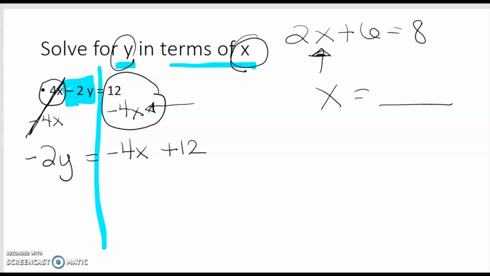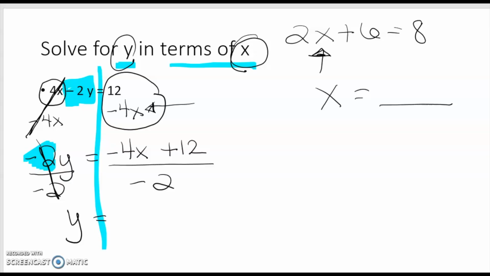Okay, we're almost there. Now we're going to get rid of that negative 2. The negative 2 is being multiplied by the y. So the opposite of multiplication is division. We're dividing by negative 2. Our negative 2's go away. Now remember, we talked about this with solving equations. We need to divide both terms by negative 2.